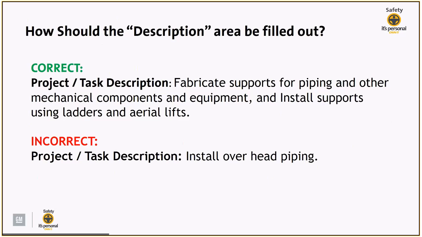So the question is, how should the description area be filled out? A correct way would be something to the effect of fabricating supports for piping and other mechanical components and equipment, and installing supports using ladders and aerial lifts. That's what we would expect to see from a seller. A lot of times what we see is something that simply says install overhead piping. So you as the contract manager can absolutely reject what they submit to you if it is too vague as far as a task or description.